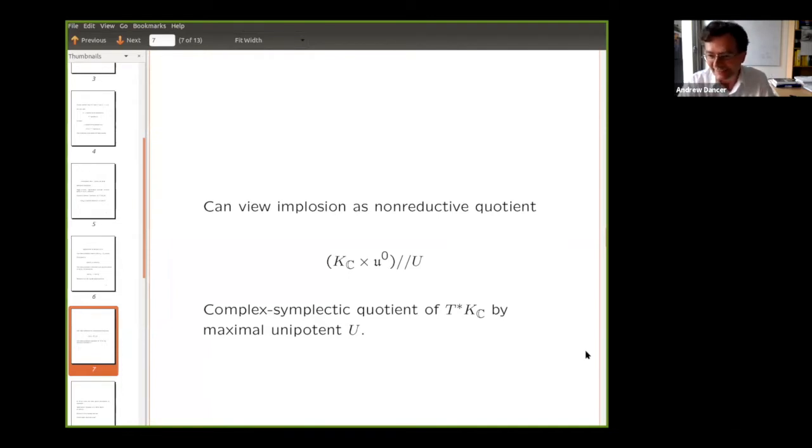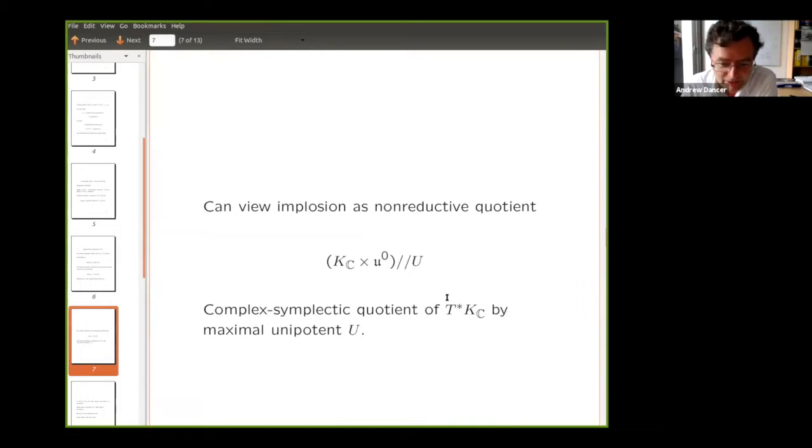So what should the hyperkähler analog of that be? Well, clearly what we should be starting with is not T star K, but T star K complexified, which by work of Kronheimer going back to the 80s, we know is hyperkähler with a K cross K hyperkähler action. Then we take the complex symplectic quotient of that in the GIT sense by the maximal unipotent, i.e. we take the zero level set of the moment map. That means we cut down the dual of the algebra to the annihilator of the algebra of the maximal unipotent, and then we mod out by the maximal unipotent in the GIT sense.